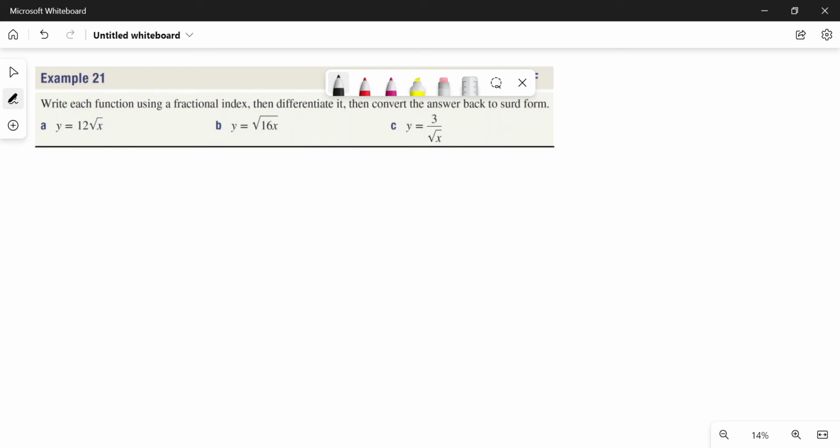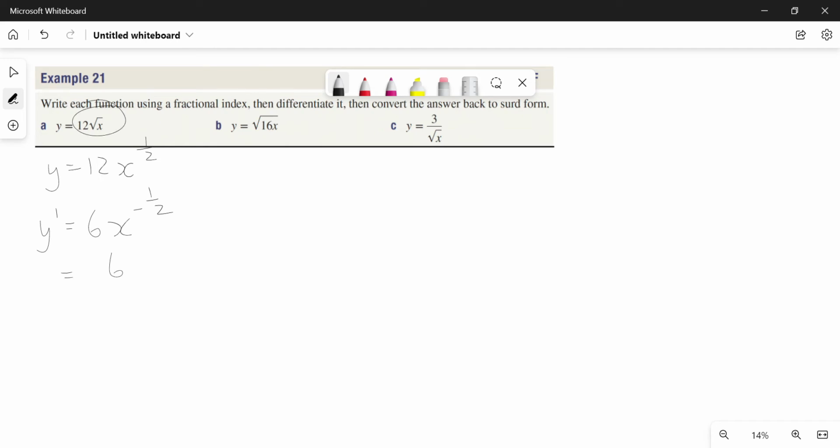Alright, so again, we want everything in index form before we go ahead and differentiate. So the square root of x is x to the power of a half. So if that half comes down, we've got 12 times a half, or half of 12, and then subtract 1 from a half, you get minus a half.